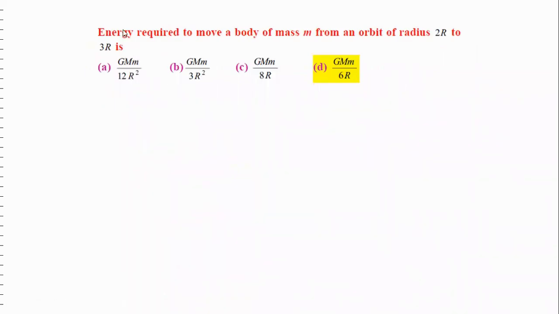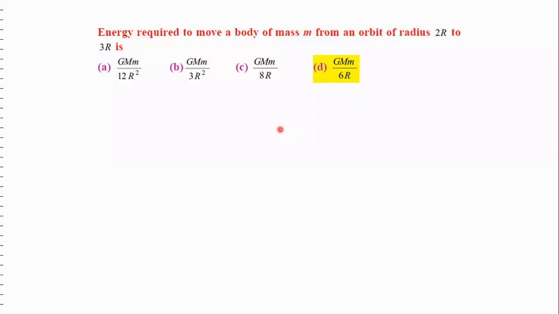Energy required to move a body of mass m from an orbit of radius 2r to 3r. We have to move it from 2r to 3r. Then what is the energy required? The energy required is nothing but work done.